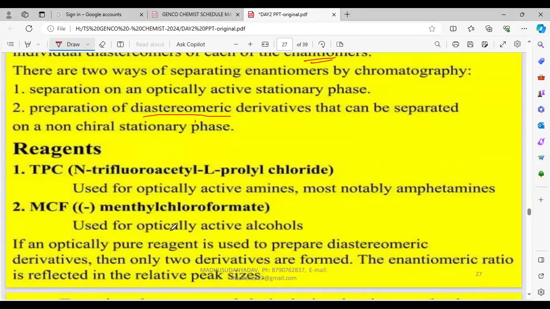It is trifluoroacetyl, right? Trifluoroacetyl L-prolyl chloride.